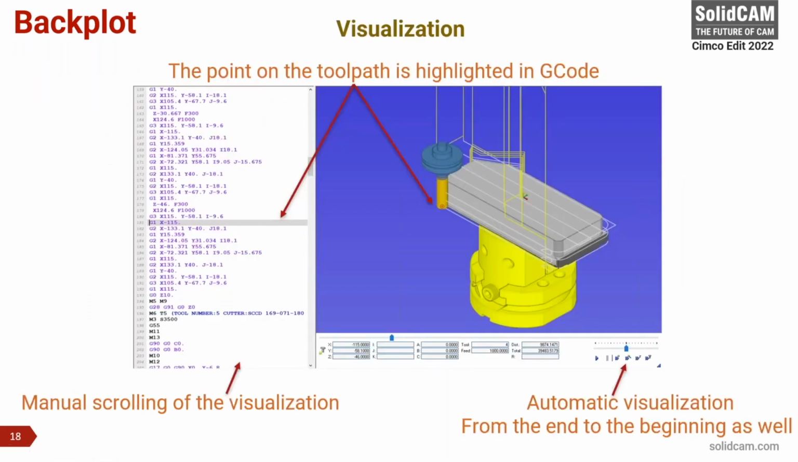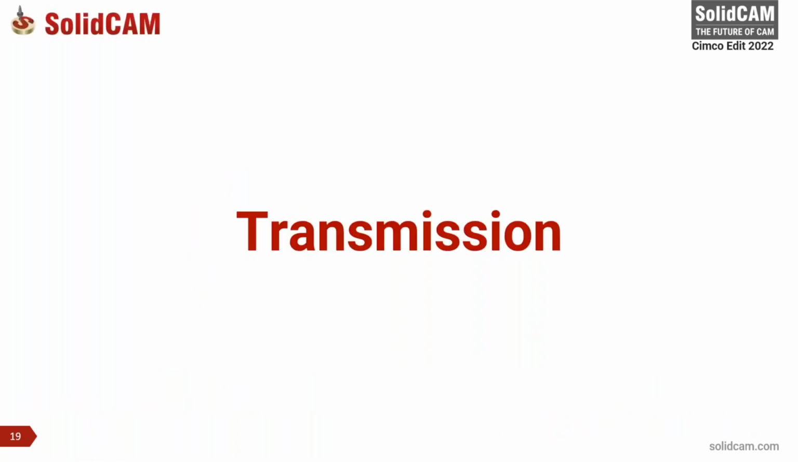Of course, people know that once you select a point on the toolpath, it gets highlighted back onto the G code where it is. Then the most important thing is the transmission.